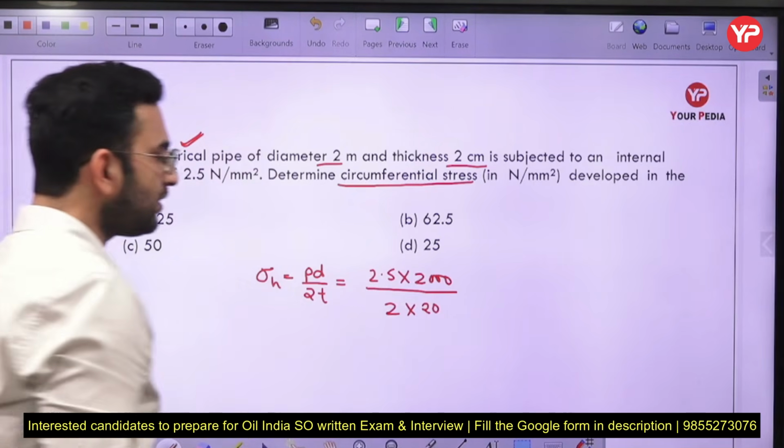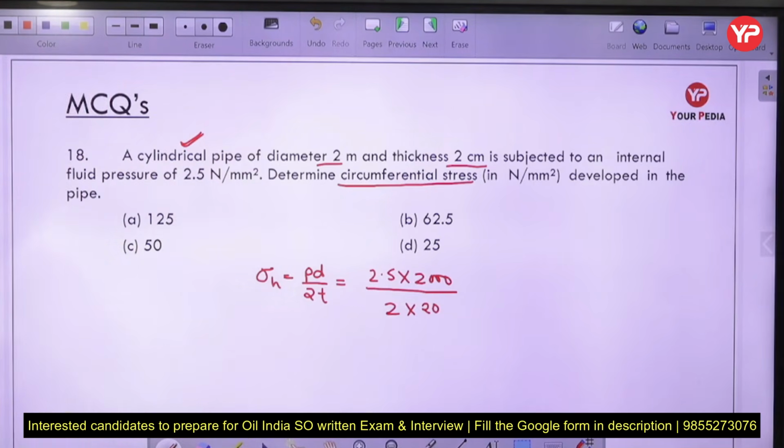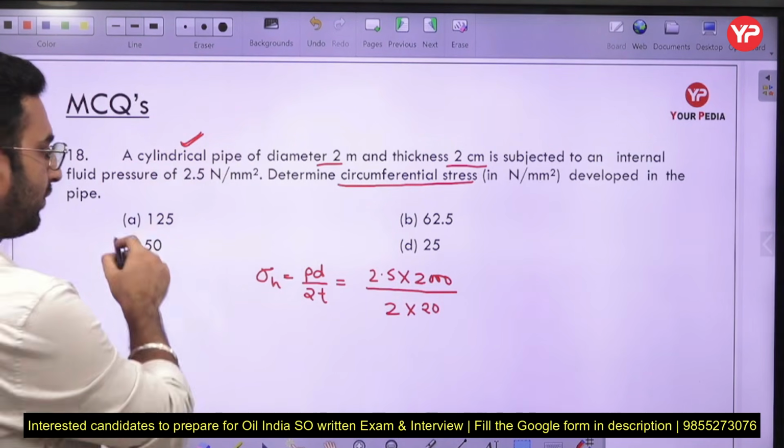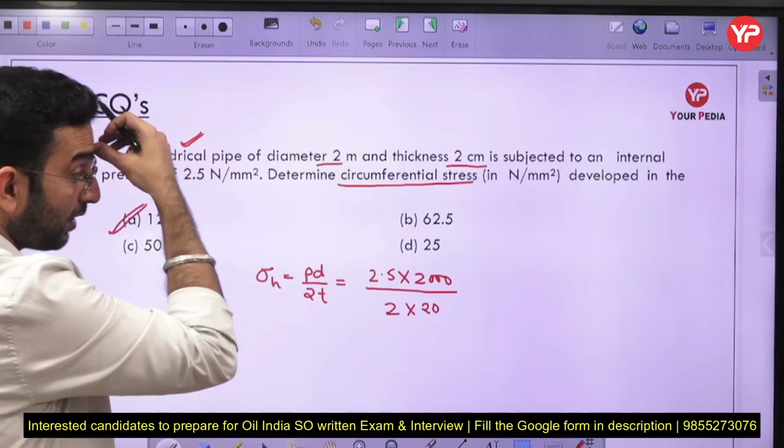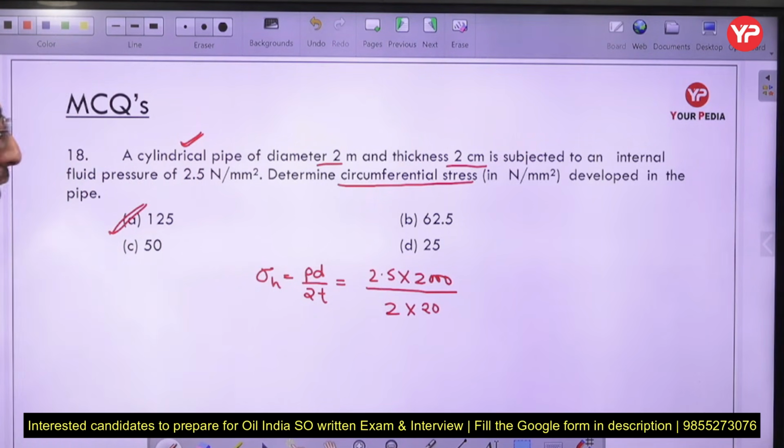Just find out this value, and see how much answer you are getting. I think option number A is going to be the correct answer here. Option number A will be the correct answer. Just find out this value.